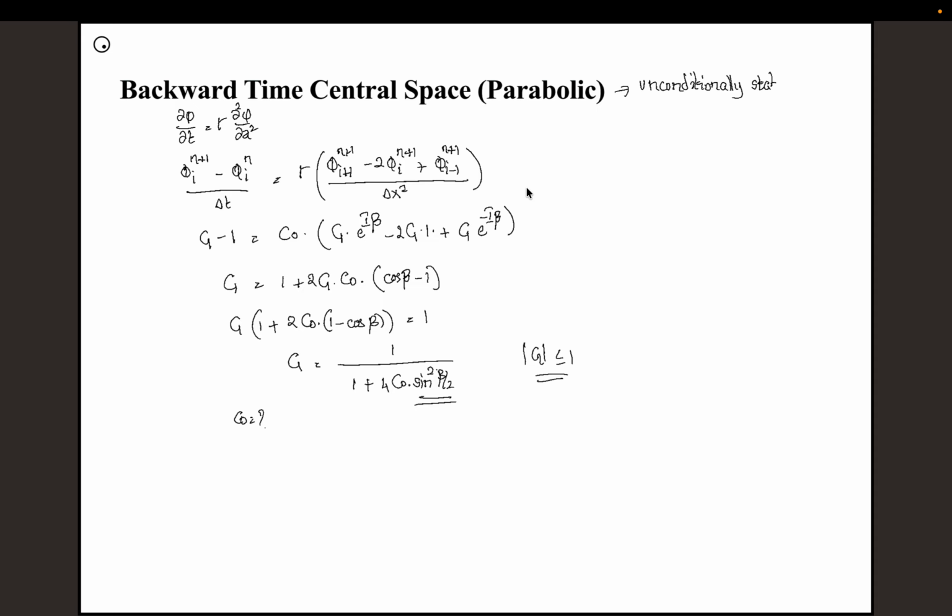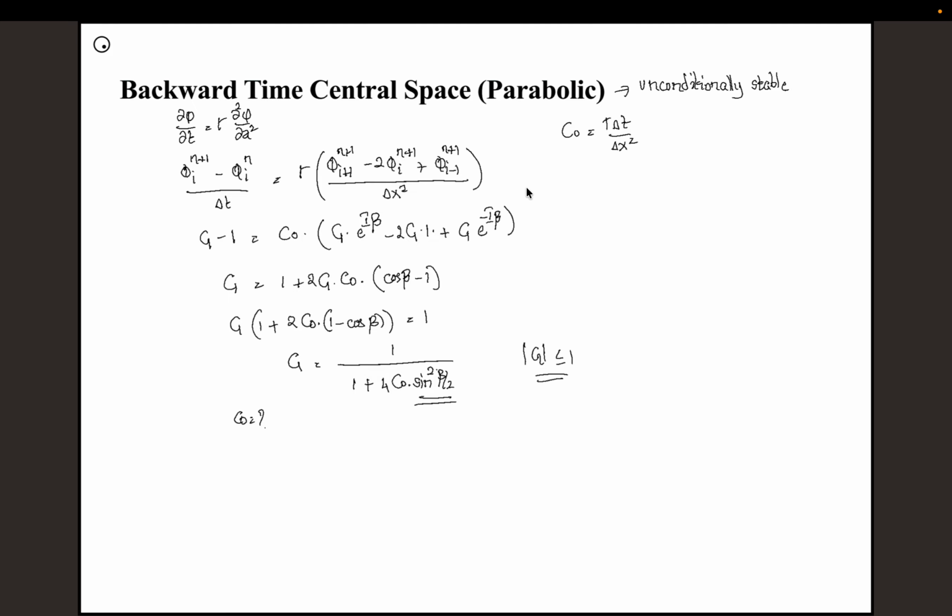But again, I'm reiterating the same thing. Whenever you are using an unconditionally stable method, it means that you can use any value of Courant number, or in other words, you can use any value of delta t, but the only limitation is going to come from the accuracy of that particular scheme. You can use very high values of Courant number, but then the accuracy will depend.